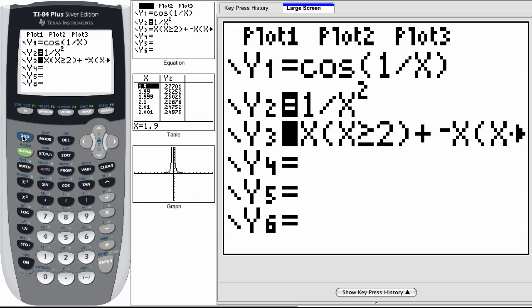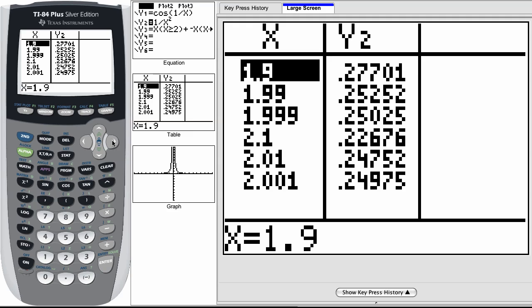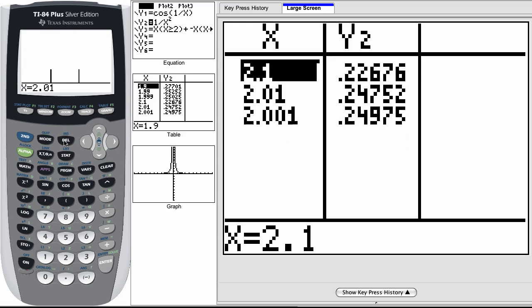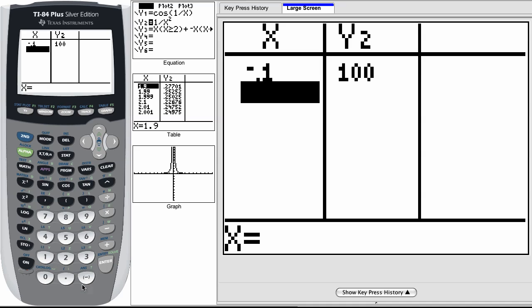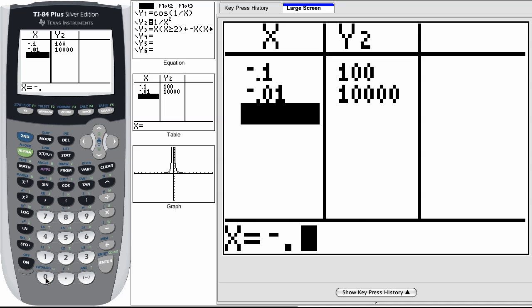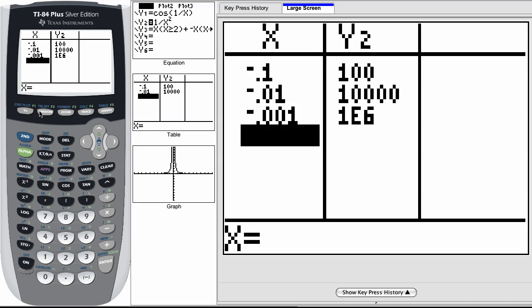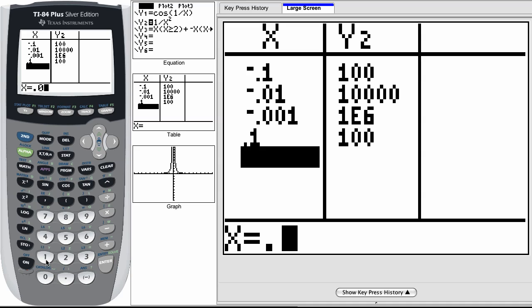The table's no good because I want to now approach 0. So let me get rid of all these. And let's approach 0 from the left, which is negative 0.1, negative 0.01, and negative 0.001. So clearly we're getting closer to 0 from the left-hand side, and you can see that my y value is blowing up. It's getting extremely big. As we get to the other side, it's going to do the same thing.